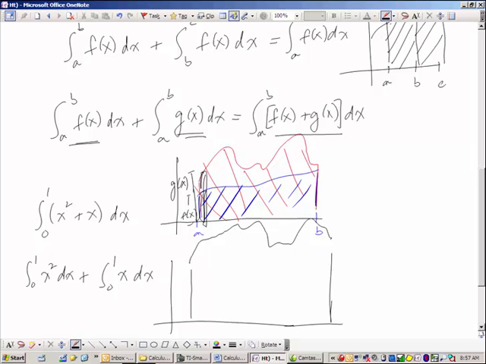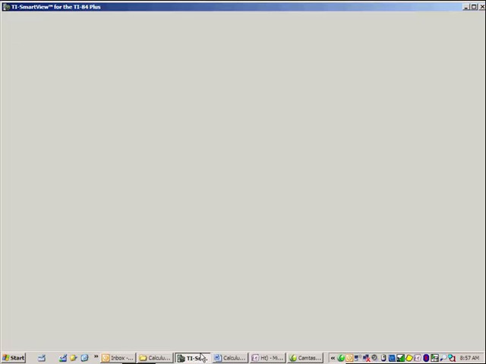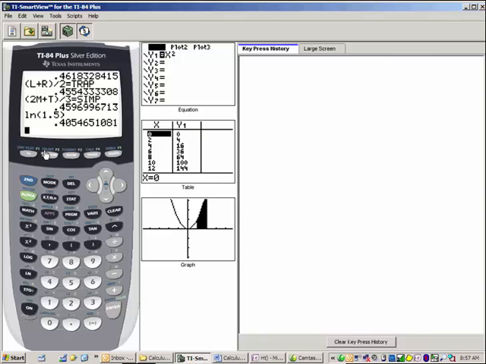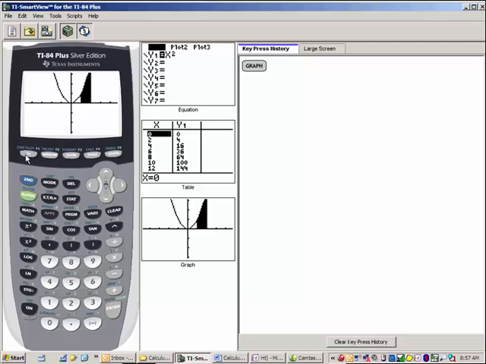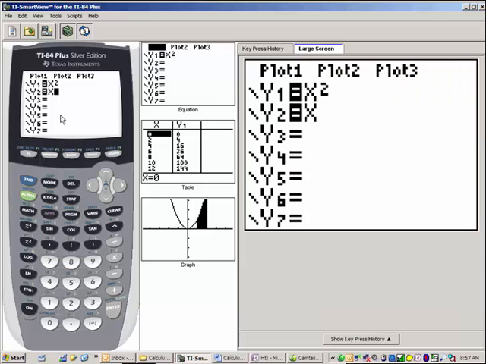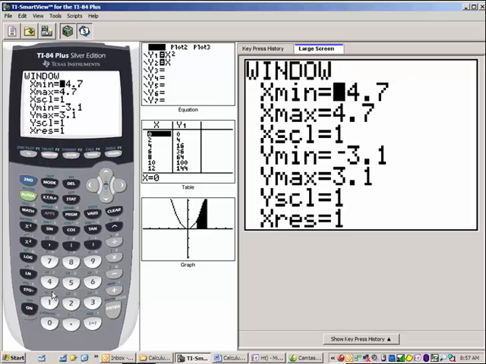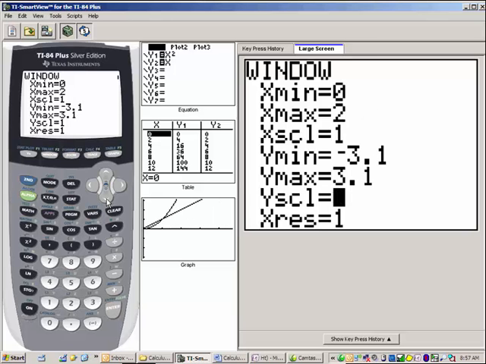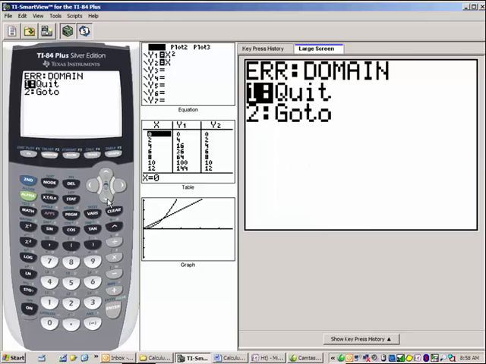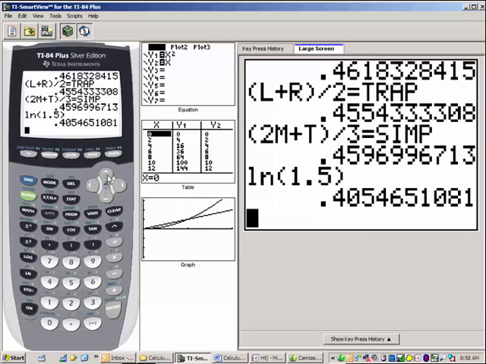Okay, and maybe we can actually look at a picture of that. Will that help, maybe? Okay. So this is not a proof, but it is an attempt at a convincing argument. So we have x squared, and we have x, and we'll put that on the big screen, and we will do a window from 0 to 2, that will be plenty. And I think we can do 0, whoops, that didn't work. Let's try that again.